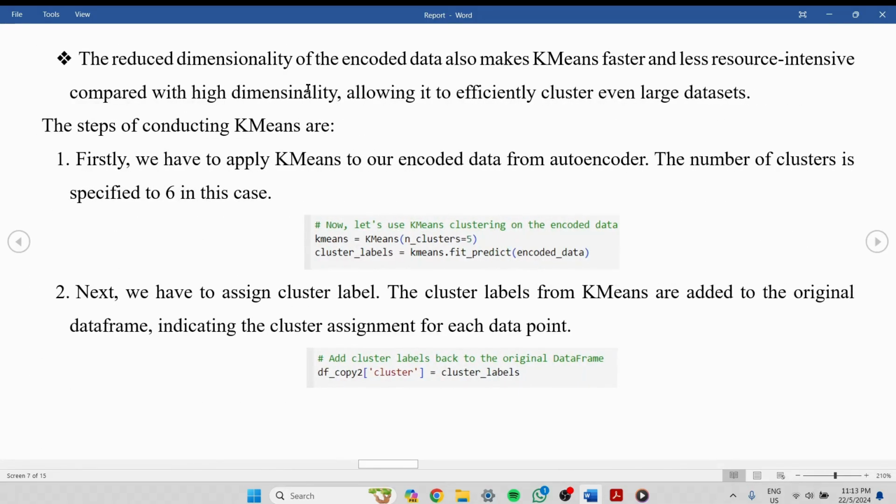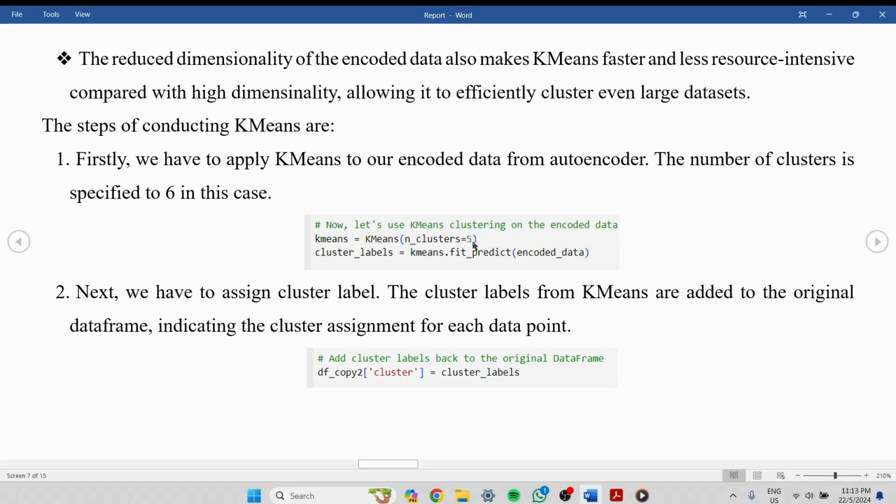The reduced dimensionality of the encoded data also makes K-means faster and less resource intensive compared with high dimensionality, allowing it to efficiently cluster even larger datasets. And there are several steps of conducting K-means. Firstly, we have to apply K-means to our encoded data from the autoencoder that we got just now. The number of clusters is specified to 6 in this case.